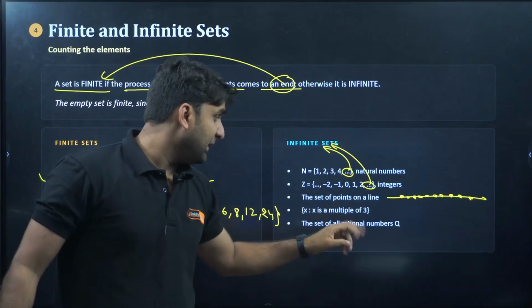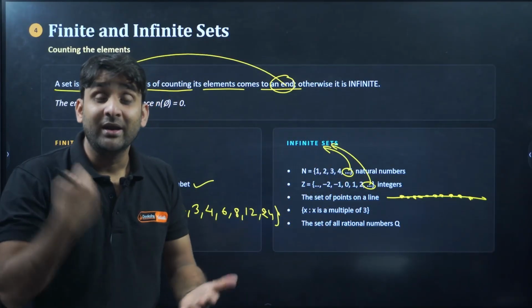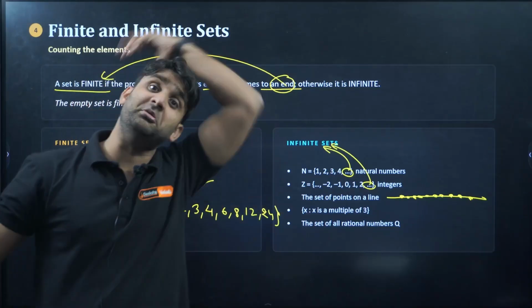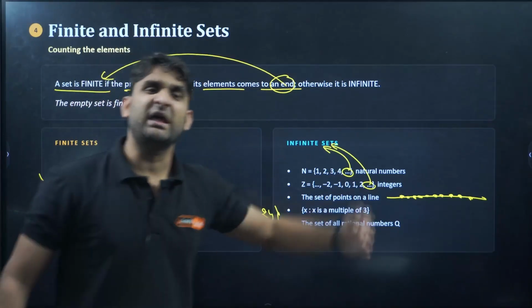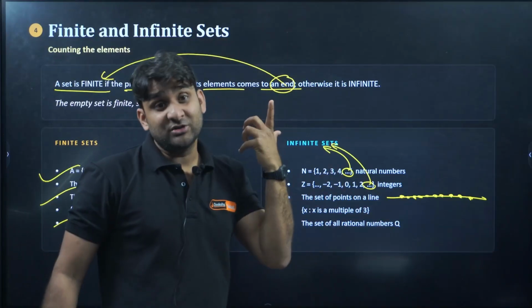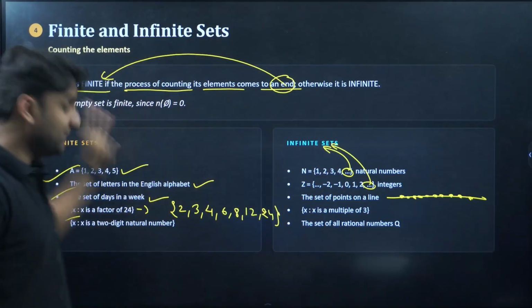X is a multiple of 3. Multiple of 3 means a number which can be divided by 3. So many numbers will come: 3, 6, 9, 12, 18 and carry on. The set of all rational numbers, so many rational numbers. So these are all infinite, and the earlier ones are all finite.